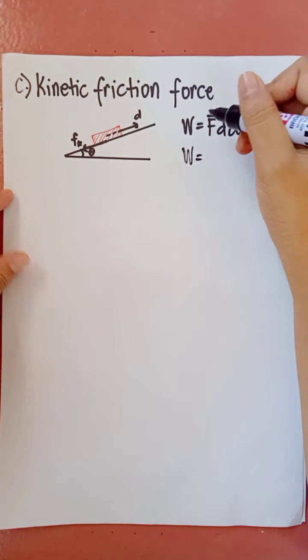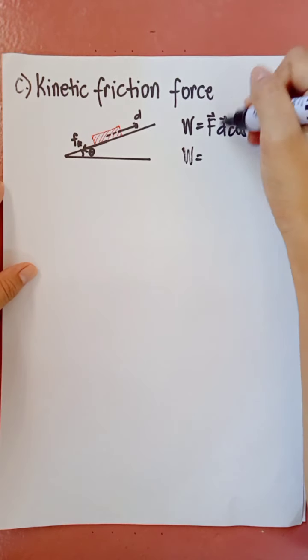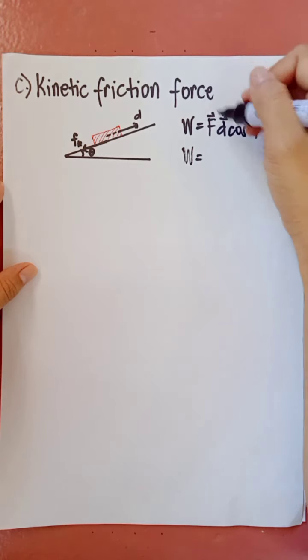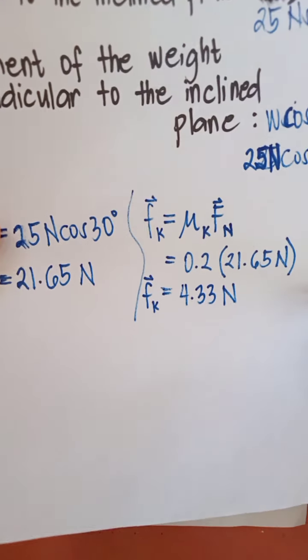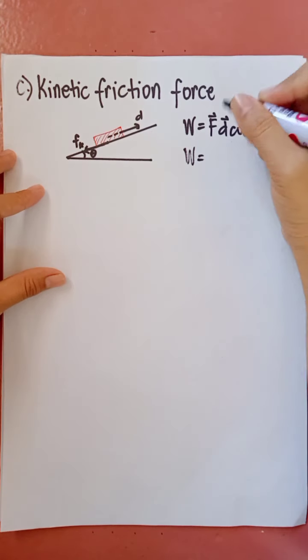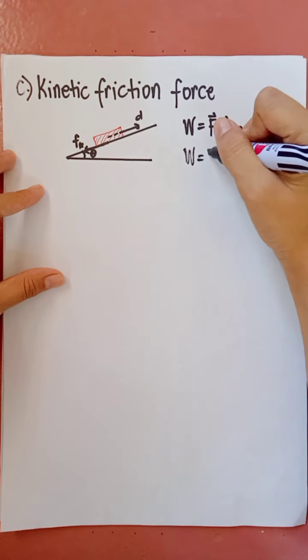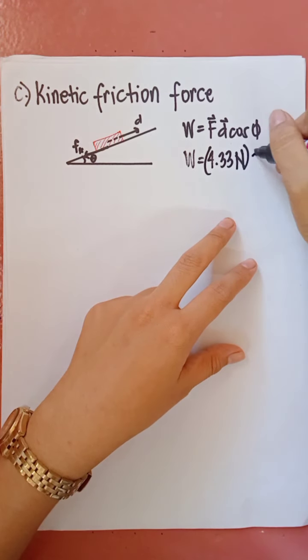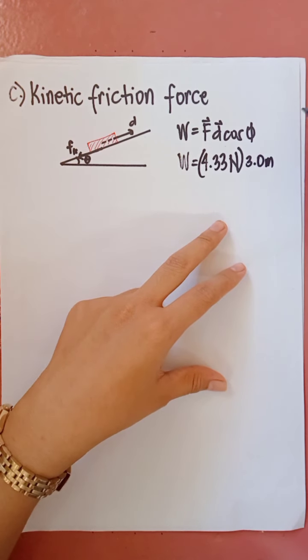Substitution process. What is our F here? The force here refers to the kinetic friction force, which, based on our calculation a while ago, is 4.33 newtons times the displacement, which is always 3 meters.